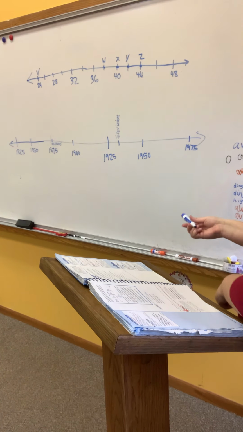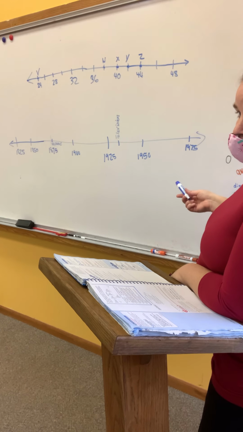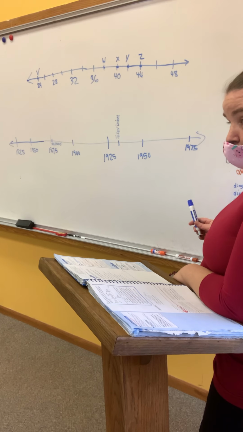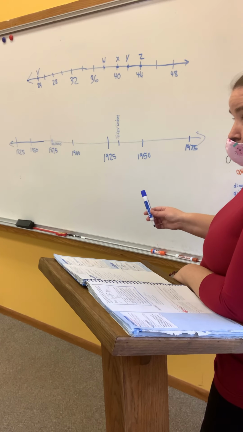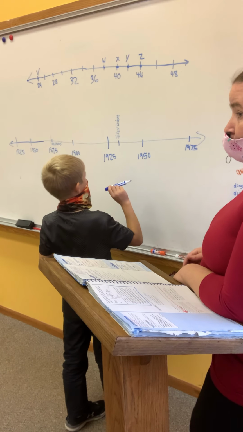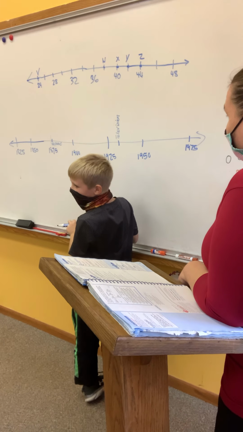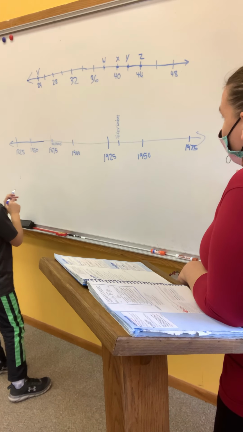I need the telegraph on here. It was invented in 1844. Who wants to put the telegraph on my timeline? Johnny, you want to put it on? You know where it goes? 1844. 18, Johnny. 18. That's 19.